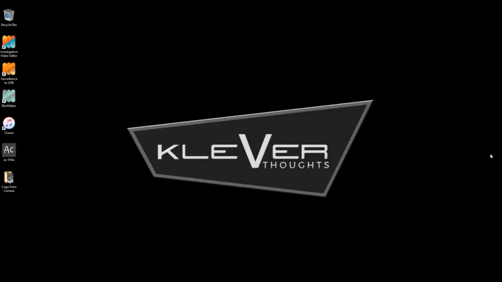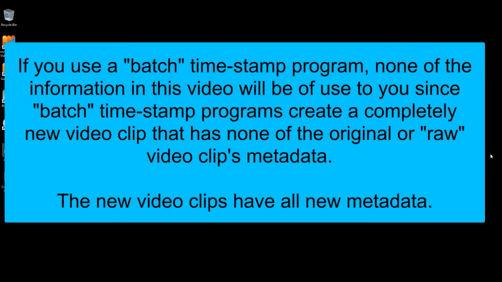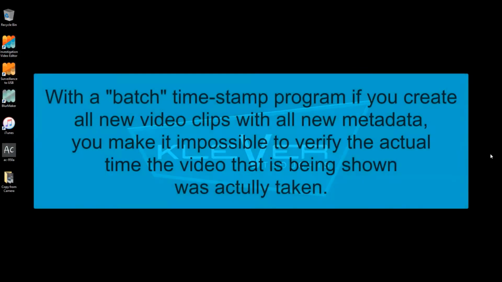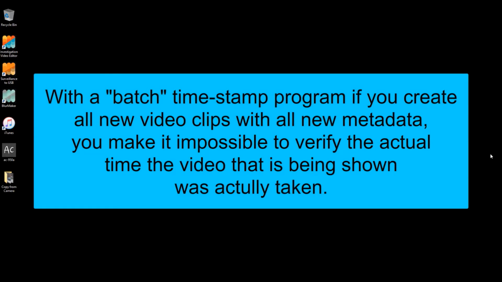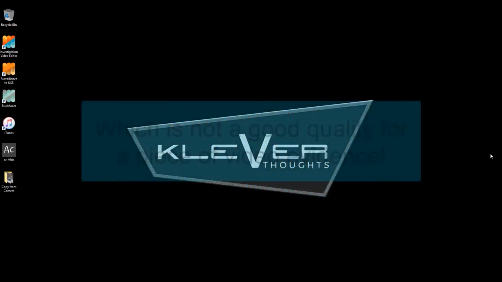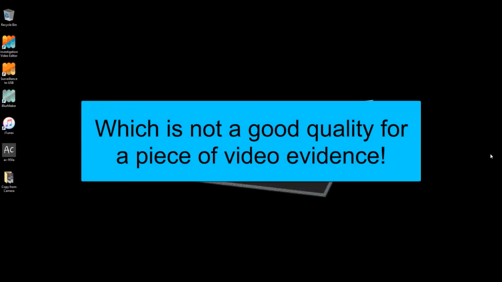Before we begin, I should address the fact that if you use a batch timestamp program, none of the information in this video will be of use to you, since batch timestamp programs create a completely new video clip that has none of the original or raw video clip's metadata. The new video clips have all new metadata. In short, with a batch timestamp program, if you create all new video clips with all new metadata, you make it impossible to verify the actual time the video that is being shown was actually taken, which is not a good quality for a piece of video evidence.